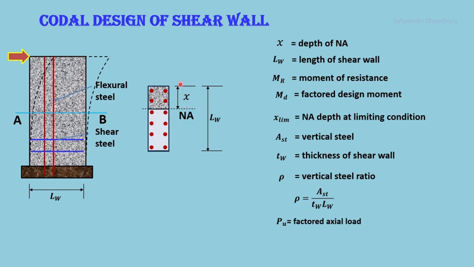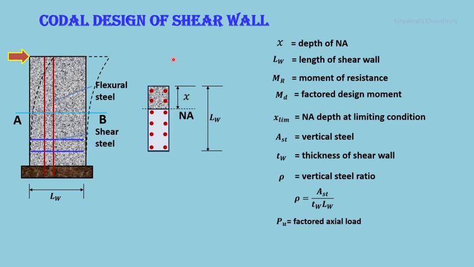Let's say the depth of the neutral axis is X, and at the bottom you have the tension zone. So we take the following symbols: x for depth of neutral axis, LW the length of the shear wall, the horizontal length here to here, MR moment resistance of the shear wall, MD factored design moment, X limiting the limiting depth of neutral axis, AST vertical steel, TW thickness of the shear wall, rho equal to vertical steel ratio given by AST by TW into LW. PU is factored axial load.